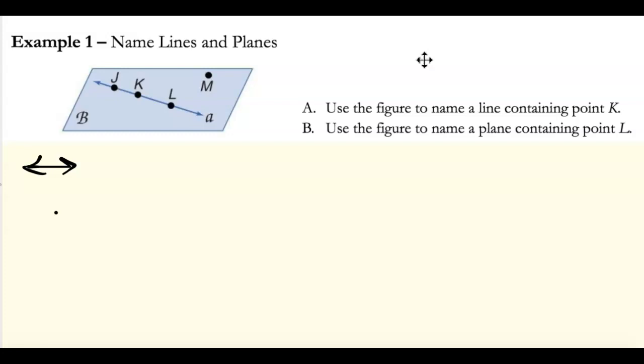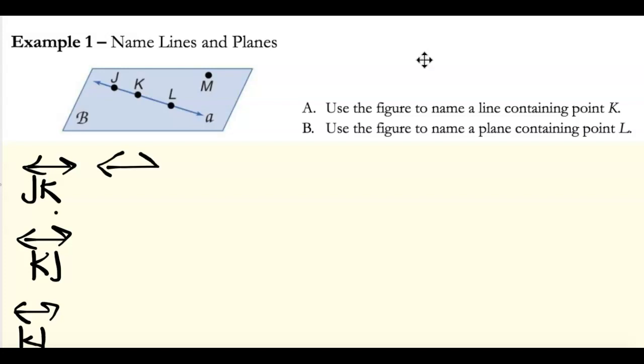So in this case, I could say JK. I could also say KJ. I could also say, using a different letter, let's say KL. Also, what would work would be LK. And then we also could use point M. So again, we could say KM. We could also say MK.